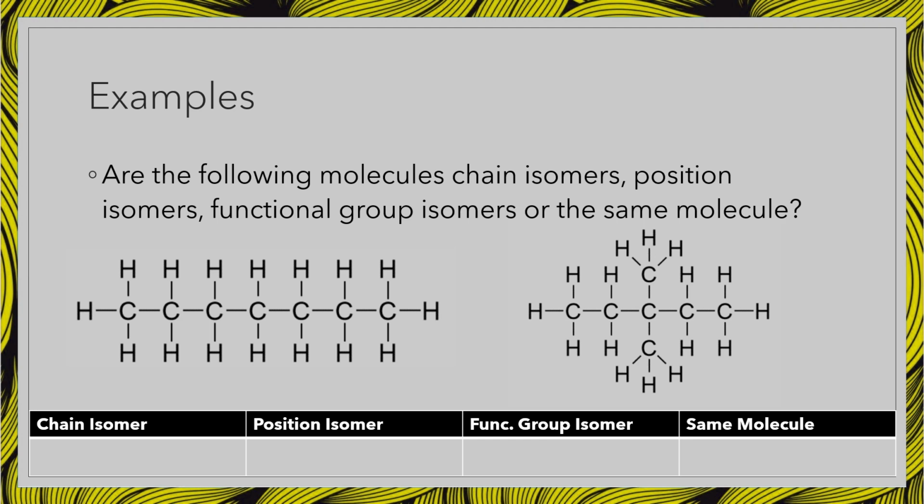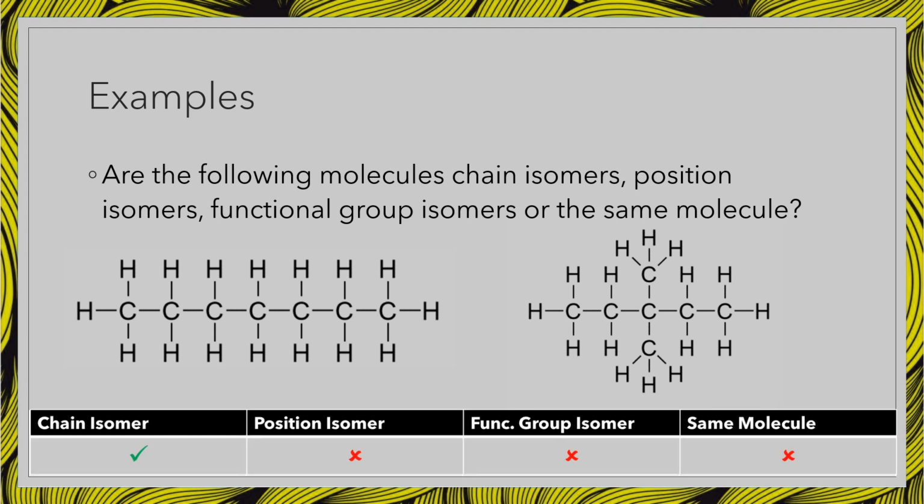This one here, on the left-hand side, we have 7 carbons in a row. So it's a heptane. On the right, we have 5 in a row with 2 carbons coming off that center carbon. So they're both C7H16. So they are isomers, but what type is it? Is it a chain isomer? Well, one of them is a heptane, one of them is a pentane. So yes, it is a chain isomer. It's not a position isomer. It's not a functional group isomer. It's definitely not the same molecule. It's a chain isomer.